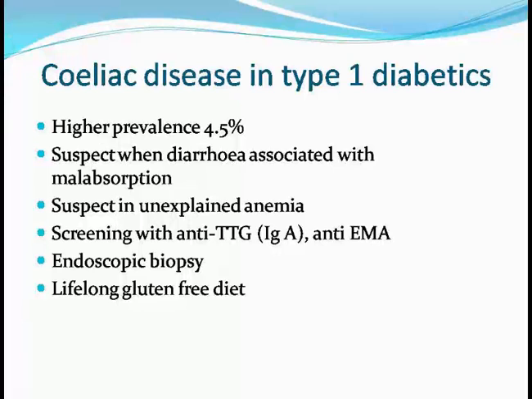Now, it is important to know that celiac disease has a higher prevalence in patients with type 1 diabetes. 4.5% is the figure which has been documented. So, celiac disease can be a cause of diarrhea in patients with type 1 diabetes, and should be suspected when diarrhea is associated with malabsorption, and in patients with unexplained anemia. It has been seen in India that celiac disease does not always produce diarrhea. On the contrary, the diagnosis is made in most instances in patients who have unexplained anemia and when they are further investigated. Screening is done with anti-TTG IgA antibodies and the anti-endomysial antibodies. Endoscopic biopsy remains important and a lifelong gluten-free diet should be given.